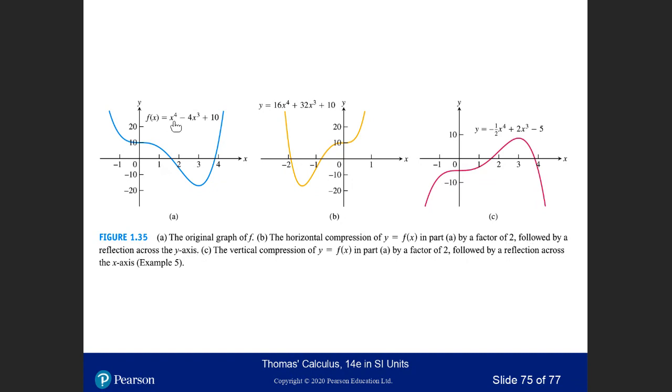Because if you multiply the x with 2, 2x to the power 4 is 16x to the 4. And here, minus 2 cubed is minus 8, times minus 4 gives plus 32, and 10. So that's reflection about the y-axis. Instead of x, you have minus 2x. So that's what you get here. Minus 2x is a horizontal compression, since we are multiplying the independent variable by minus 2. Horizontal compression and reflection about the y-axis.